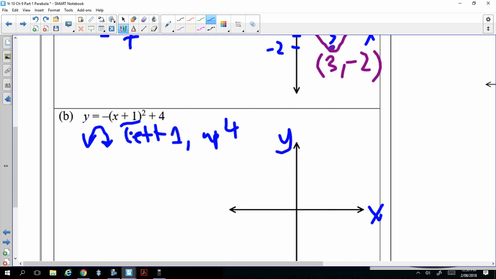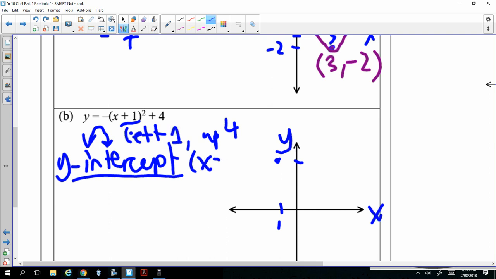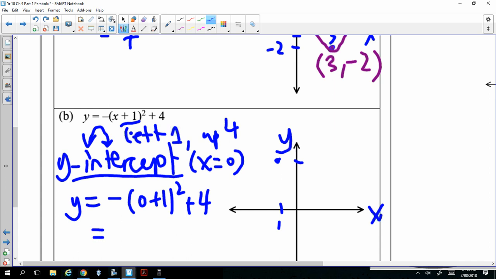So let's find the y-intercept. That's when x is 0. Now be careful here. When x is 0, put the negative outside of the bracket. 0 plus 1 squared plus 4. Notice that when you square, you do not square the negative. It becomes -1. Because the negative is outside the bracket, it doesn't get squared. So the answer is 3. So cross the y-axis at 3. Now let's draw this. Go like that. Just concave down.